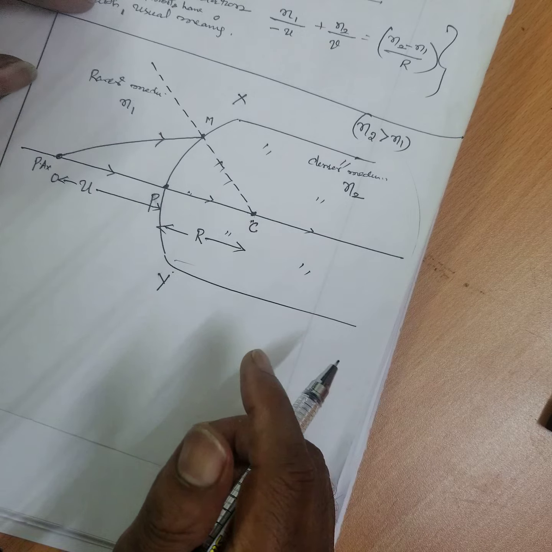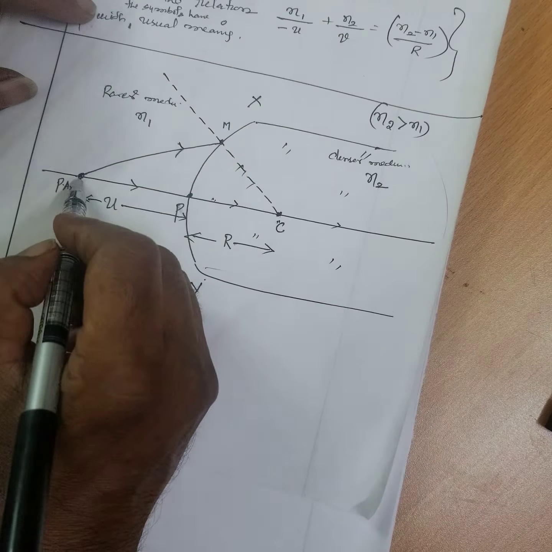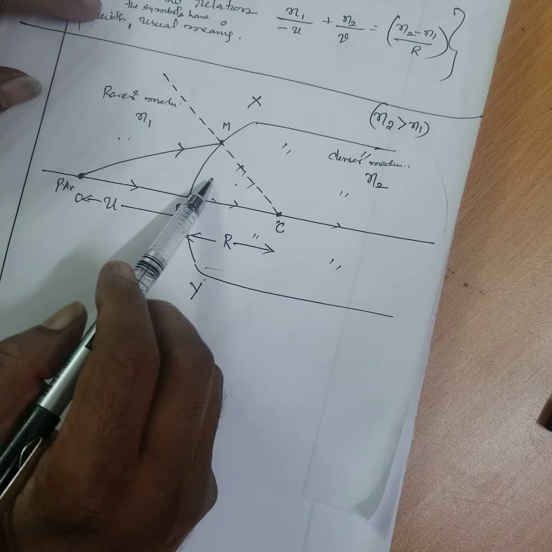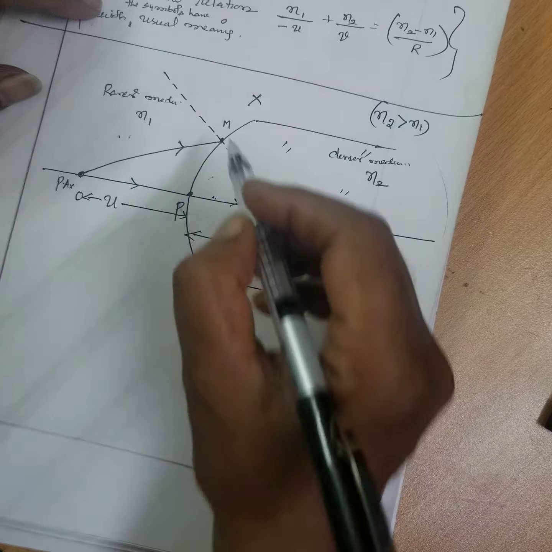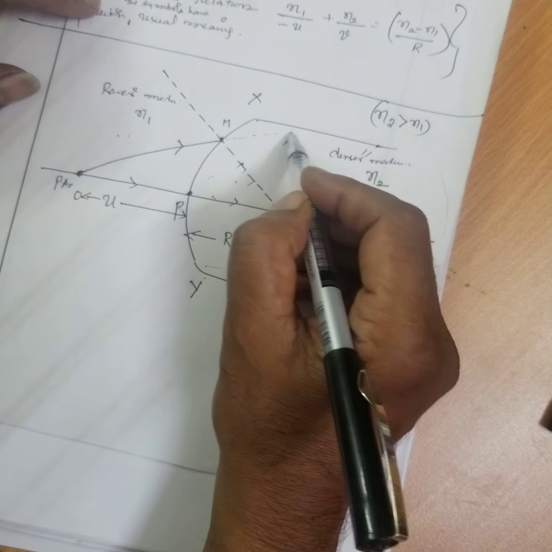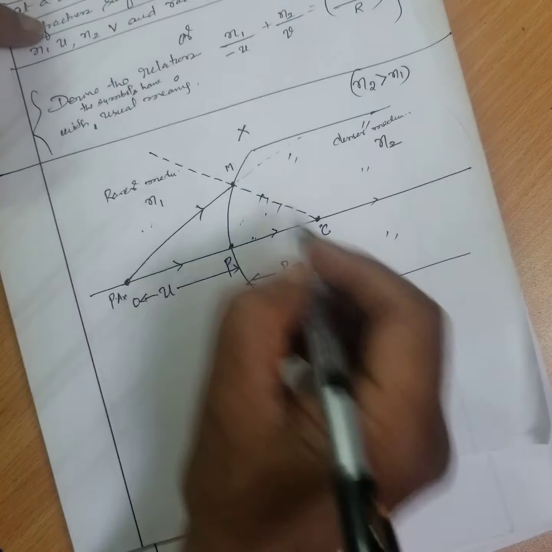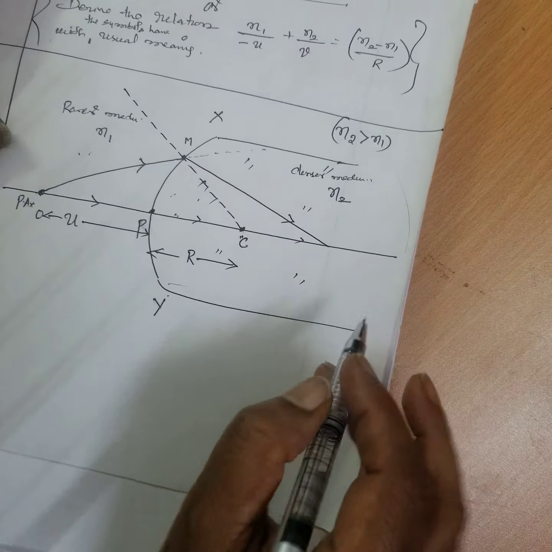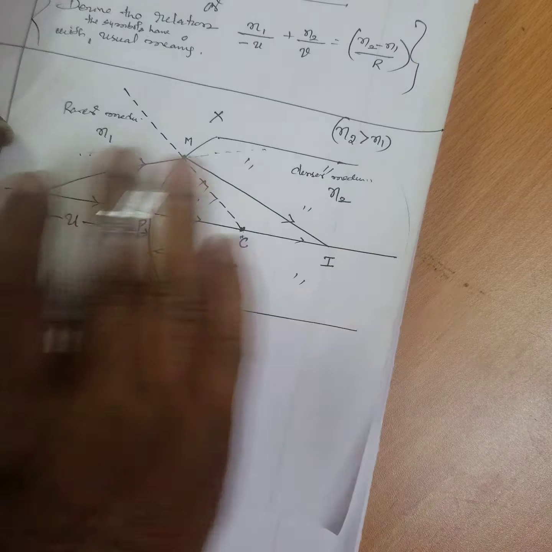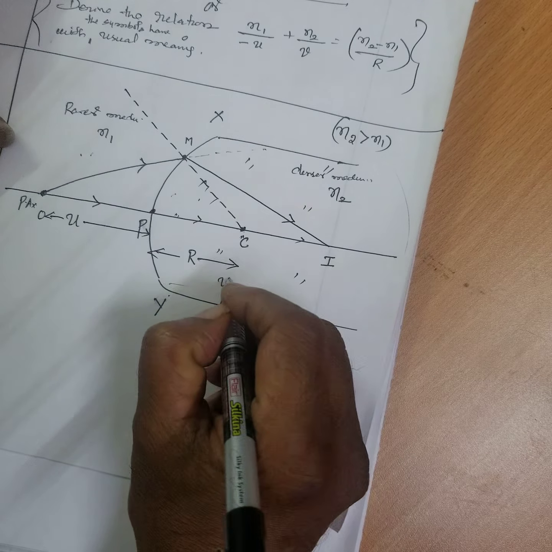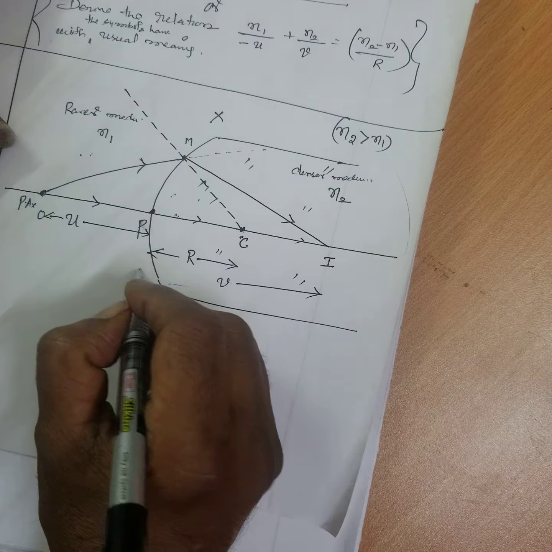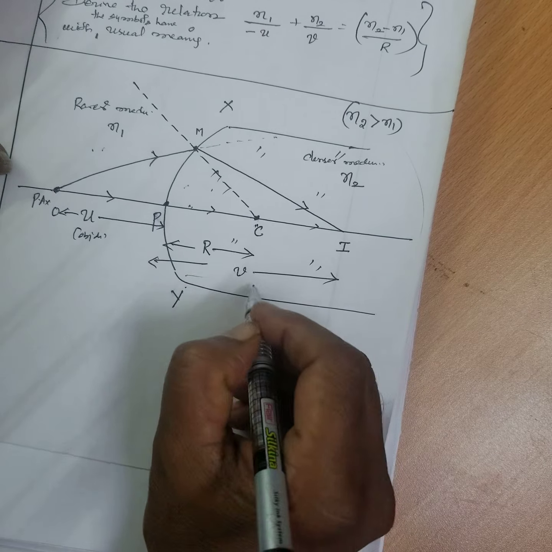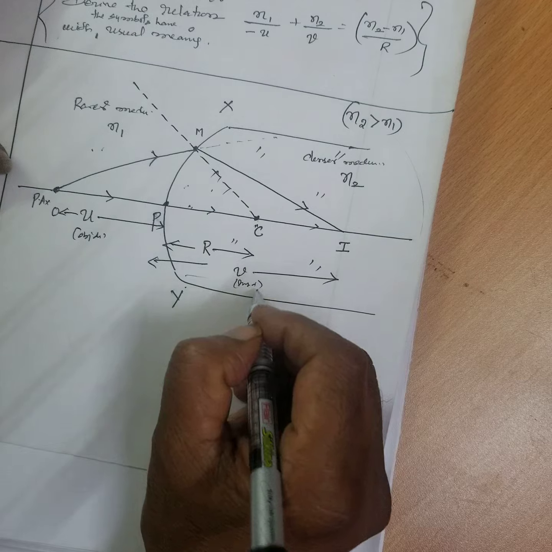Now, when a light ray travels from rarer to denser, it moves towards the normal. If the glass were not there, it would have gone straight. This is the normal. It moves towards the normal and forms an image I on the other side, and V is the image distance. This is the object distance, this is the image distance.